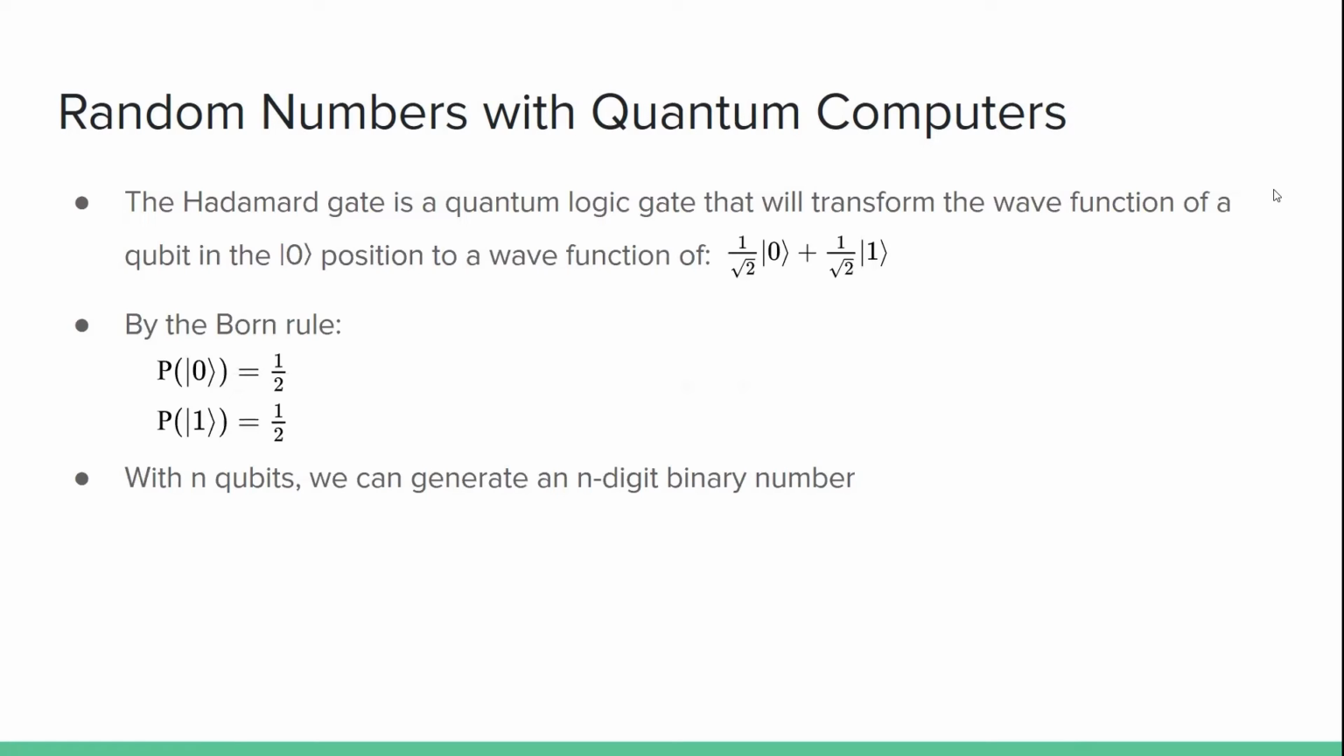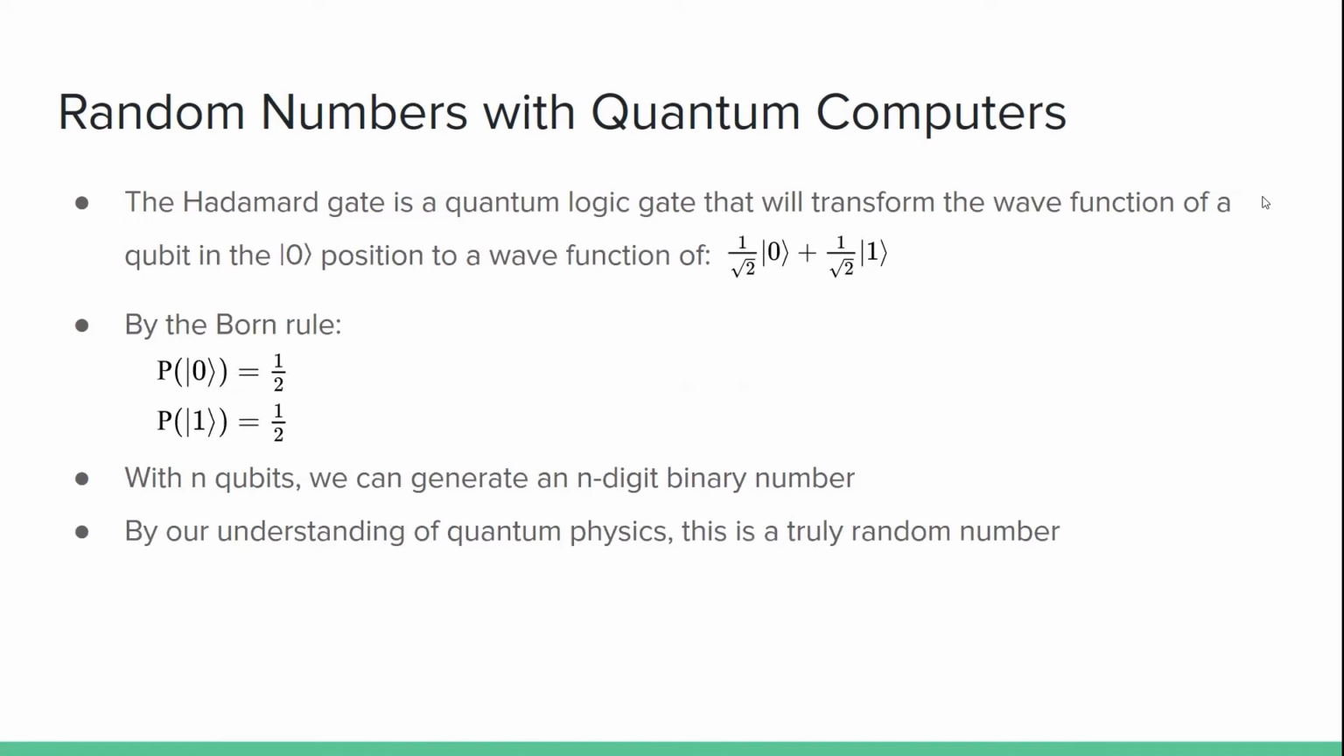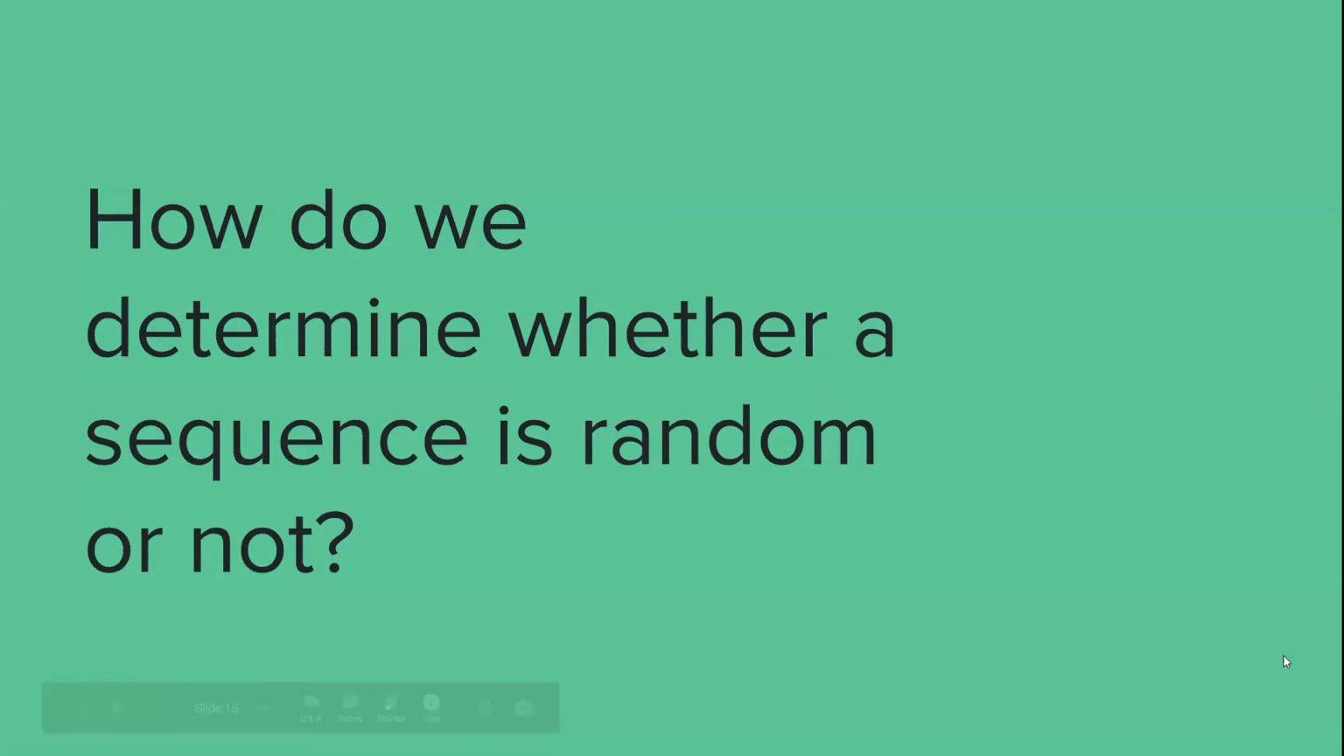Basically, with n qubits, we will be able to generate an n-digit binary number. Since every qubit is random, whether it's 0 or 1, truly random based on our current understanding of quantum physics, our sequence of qubits, our sequence of random numbers, will be a truly random binary number as well.